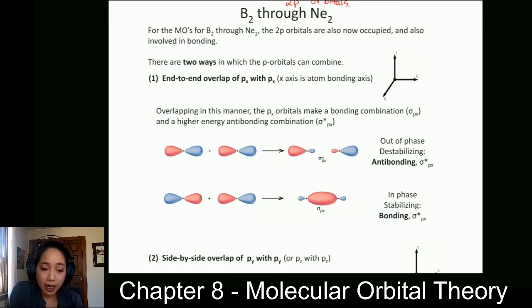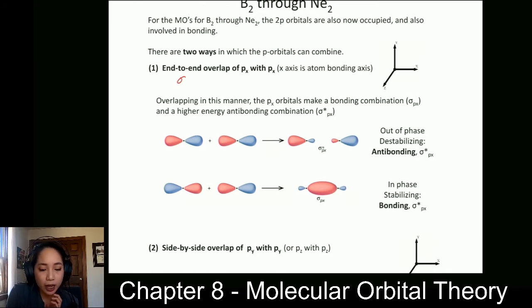So an end-to-end overlap, we know, is a sigma interaction. It's a head-on type of interaction. So end-to-end overlap occurs between p orbitals that are within the same axis between the atoms. So if we have our 2 atoms like this, the p orbitals that are within the internuclear axis will combine in a head-on interaction, in a sigma interaction. So you can kind of see here, like if this is one of our atoms, here's another one of our atoms, each of these is px, they will interact in a head-on interaction.